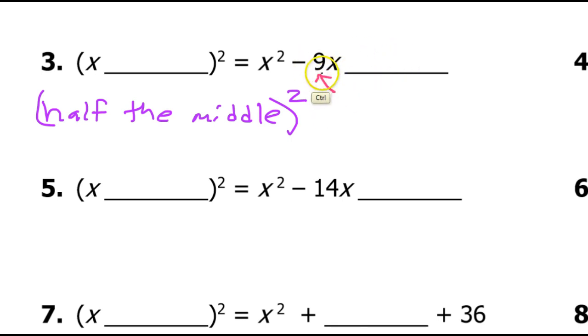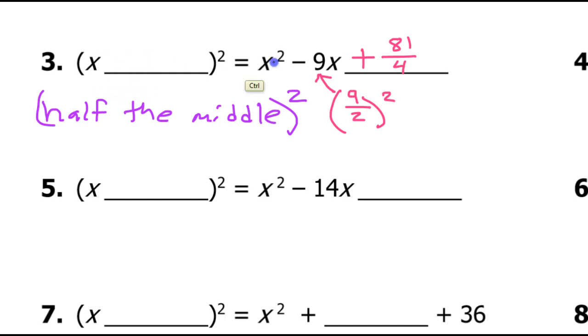So half the middle. Half of 9 is just 9 over 2. I don't want a decimal right now. So half the middle is 9 over 2. If I take that and I square it, that's going to give me 81 over 4. So that's what's going to go right here. So this is going to be 81 over 4, right? Half the middle squared.